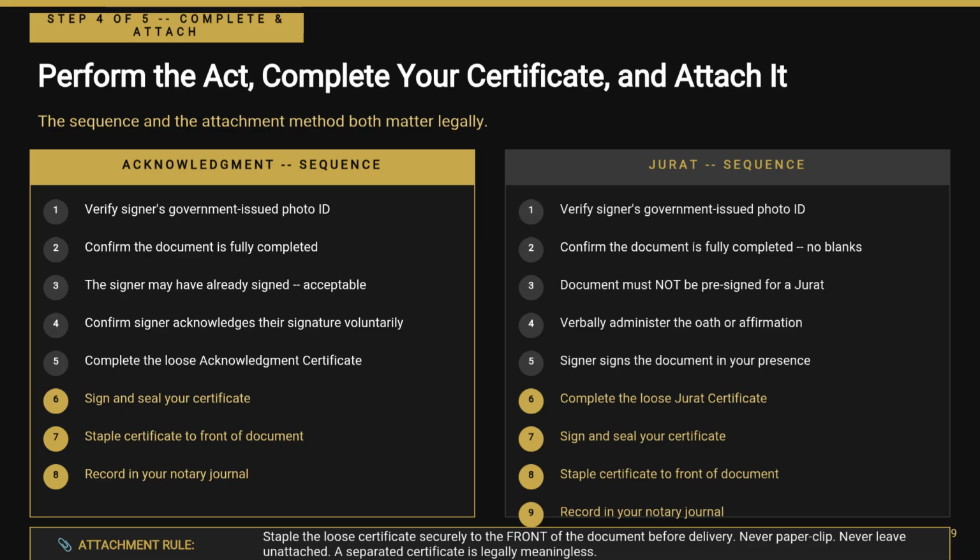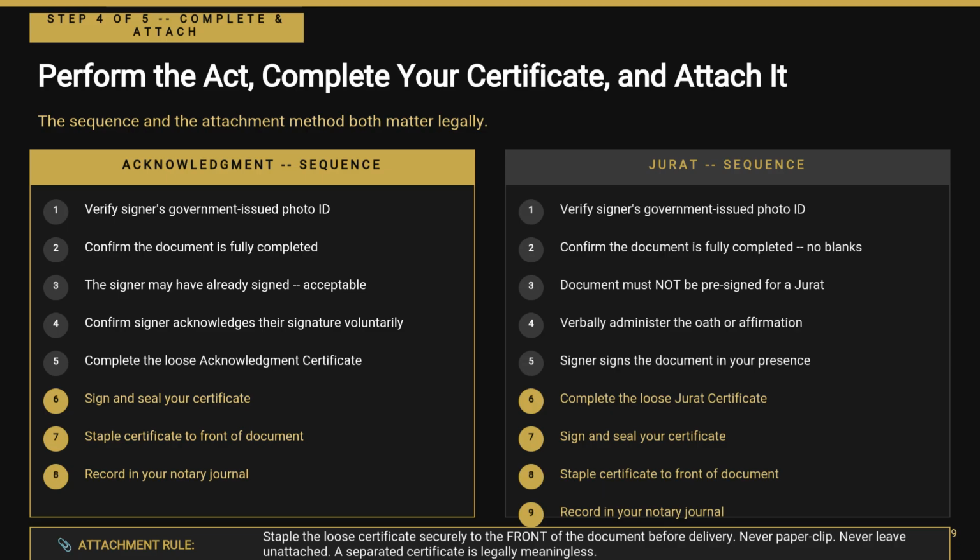First, for an acknowledgment, verify the ID, confirm the document is complete, confirm the signer acknowledges their signature voluntarily. Then complete your certificate, sign and seal it, and staple it to the document. For an acknowledgment, the signer may have already signed the document before coming to you. That is acceptable. Next, for a jurat, and this is where the sequence changes significantly. The document must not be pre-signed. The signer must come to you with the document unsigned. You verify their ID, confirm the document is complete, administer the oath verbally, witness the signer's signature, then complete your certificate. Sign and seal it, and attach it.